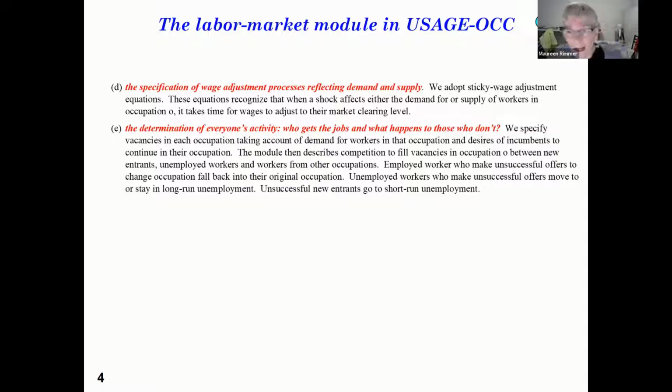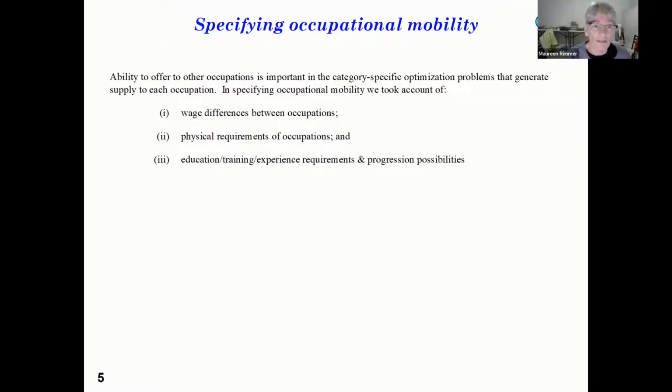Employed workers who make an unsuccessful offer to change an occupation fall back to their original occupation. It's held open for them. If short-run unemployed workers make an unsuccessful offer, they are now facing their second year in unemployment, so they fall into long-term unemployment. If long-term unemployed workers fail to make a successful offer, they stay in long-term unemployment, and unsuccessful new entrants go into short-run unemployment. So that's how the labour market generally works.